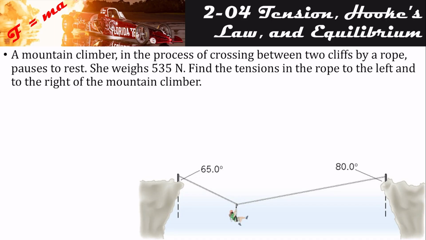A mountain climber in the process of crossing between 2 cliffs by a rope pauses to rest. She weighs 535 newtons, so we'd have some weight of 535 newtons. Find the tensions in the rope to the left and to the right. So here's a tension. What if I call that tension 1? And here's a tension. What if I call that tension 2?